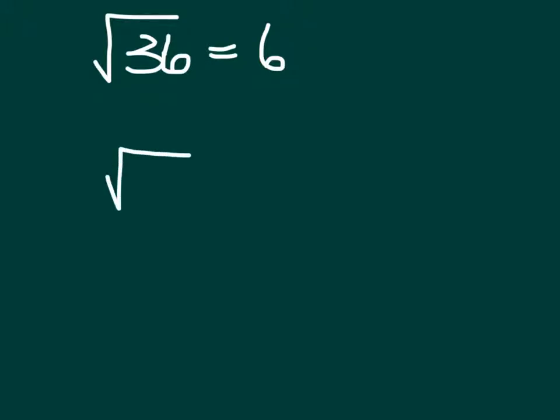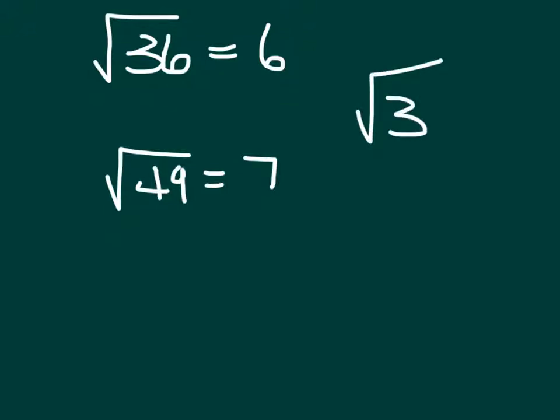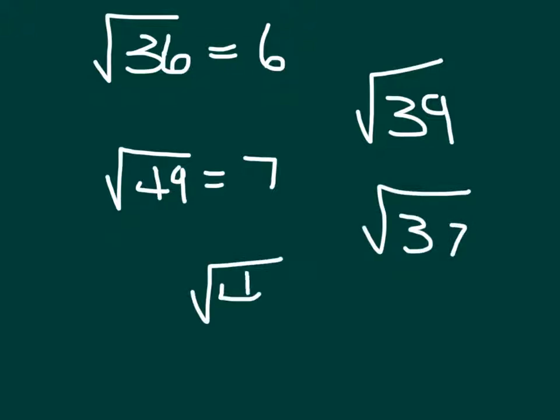This lesson is about estimating square roots. You know that the square root of 36 is equal to 6, and you know that the square root of 49 is 7. But what about all the square roots that are in between 6 and 7? For example, what is the square root of 39? What is the square root of 37, or the square root of 45? You see, we have to be able to estimate those, and that's what we're going to be learning in this lesson.